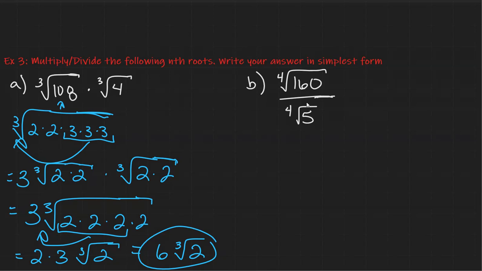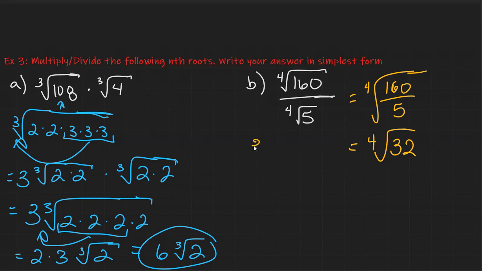Let's try the last one. Okay, division. We can go ahead and divide them on the inside. Now, division is a little different. When I divide something, it gives me something smaller, and we like working with smaller numbers. So with this one, let's immediately just divide. I can write this as the fourth root of 160 over 5. And what is 160 divided by 5? That's 32. So I'm asking for the fourth root of 32.